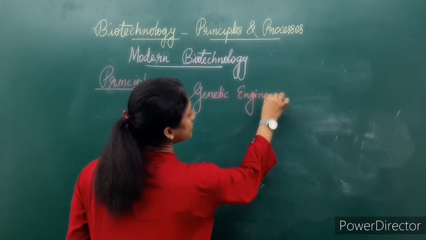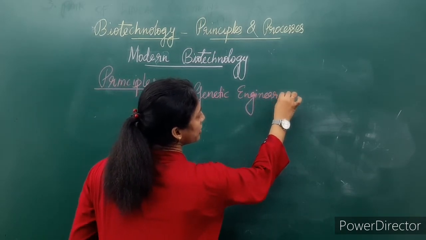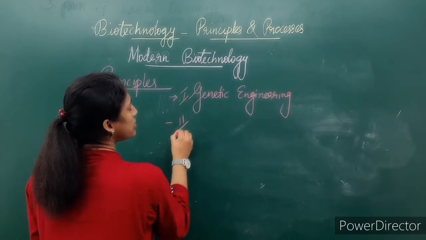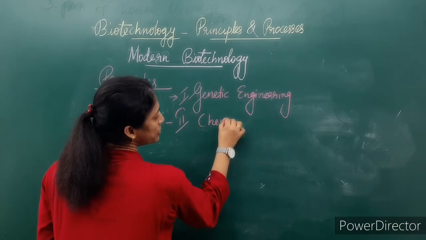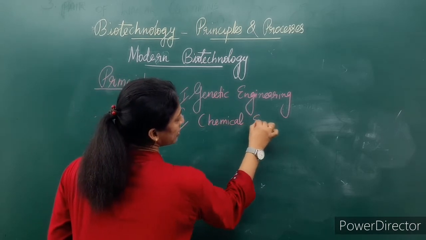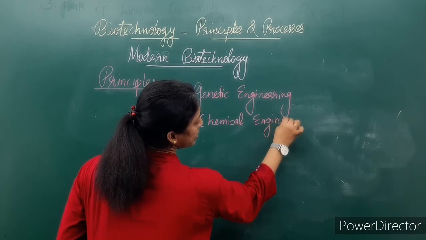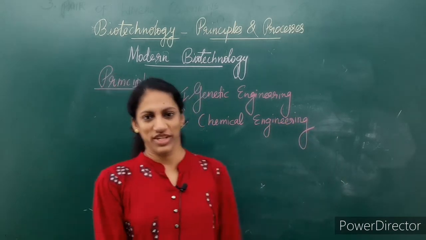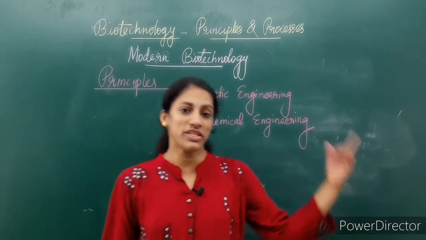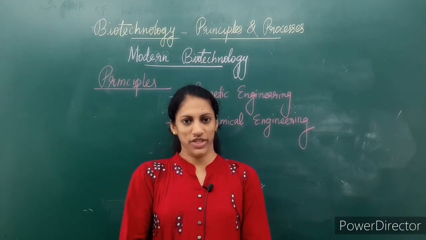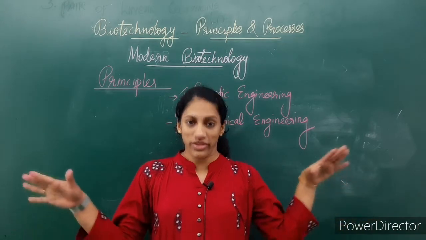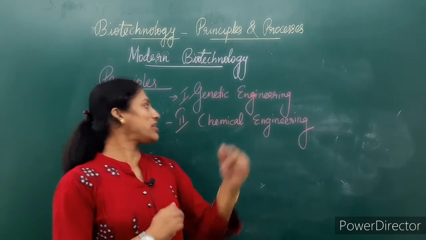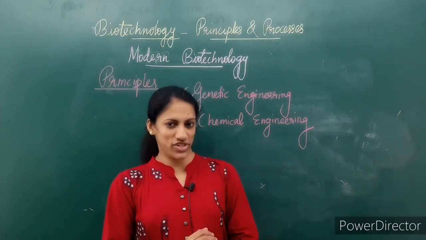The first principle is genetic engineering. The second principle is chemical engineering. You are very familiar with the term genetic engineering. So, modern biotechnology, which we are discussing now, has two major principles: genetic engineering and chemical engineering.